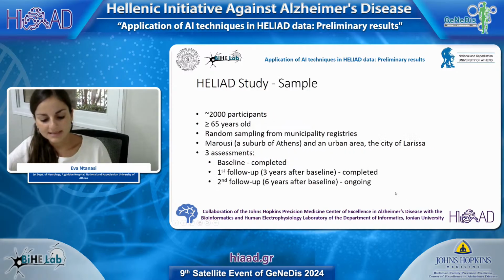As far as the sample of HELIAD is concerned, we have people above the age of 65 who were randomly selected from the municipality registries of 2 cities: Marousi, which is a suburb of Athens, and the city of Larissa. Until now, we have 2,000 participants that have completed the baseline assessment and almost 1,100 participants that have completed the first follow-up. A second follow-up is ongoing, and it will be completed by the end of next year. HELIAD participants are re-evaluated almost every 3 years.